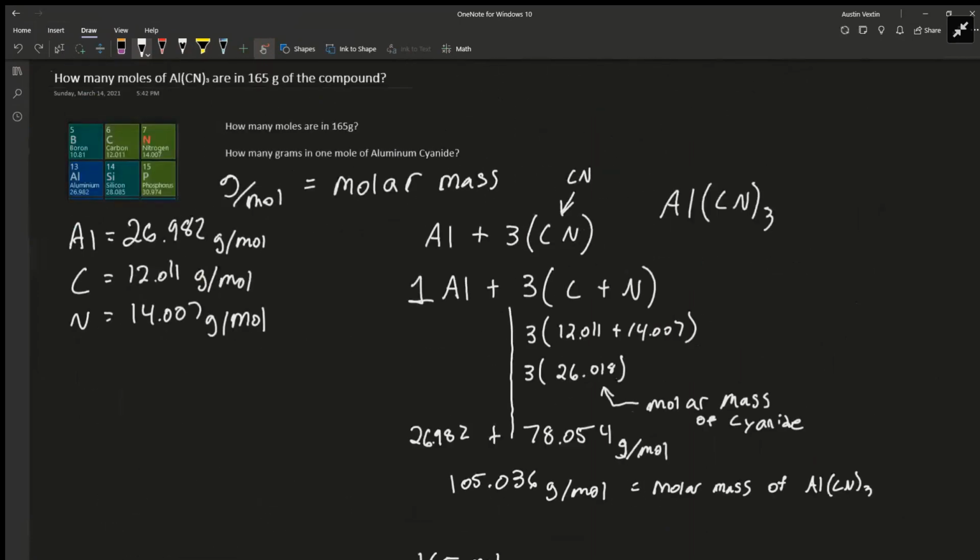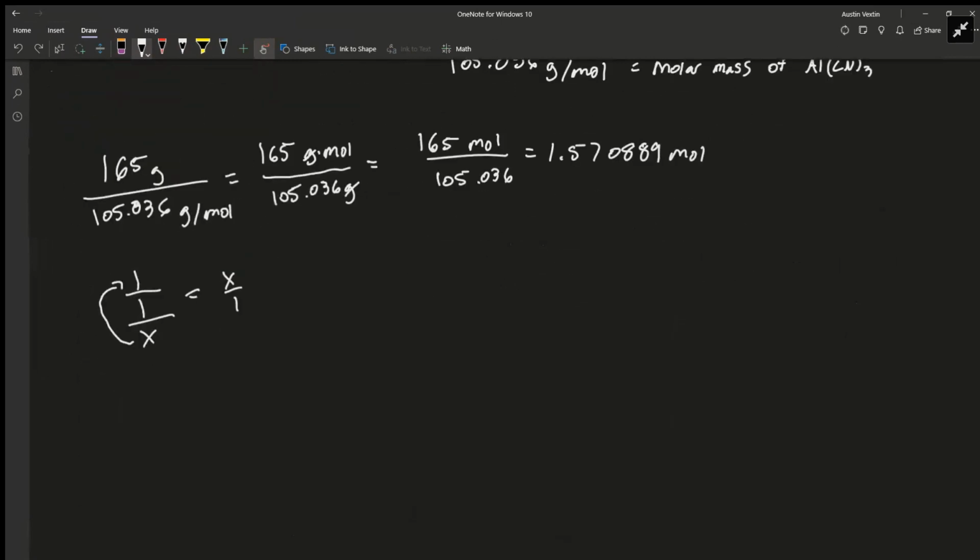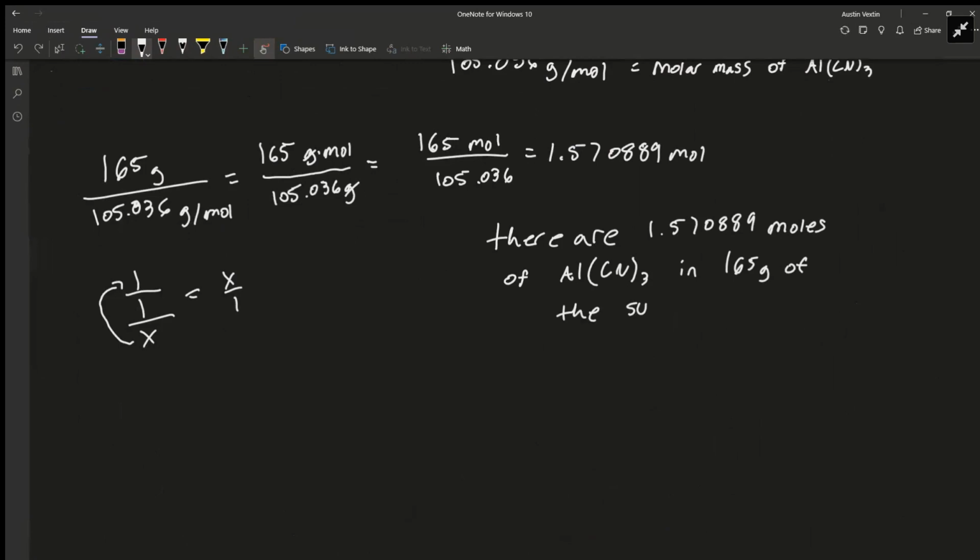So let's go back to our original question. We wanted to know how many moles of aluminum cyanide are in 165 grams of the compound. So we can now say that there are 1.570889 moles of aluminum cyanide in 165 grams of the substance. All right, that's all we got. Let me know if you have any questions.